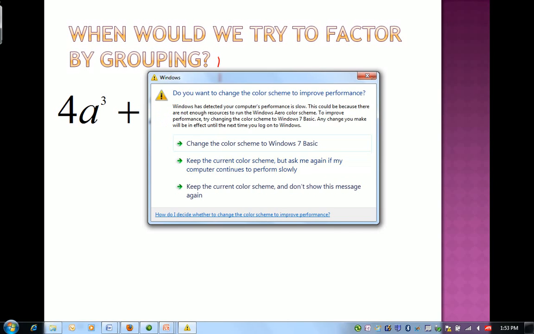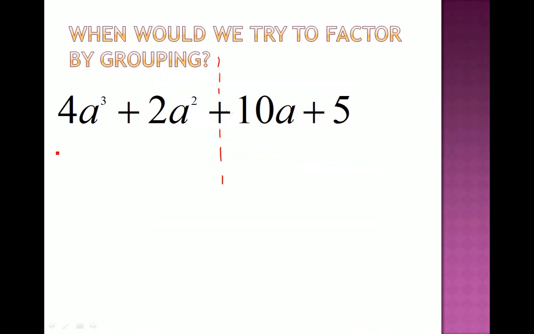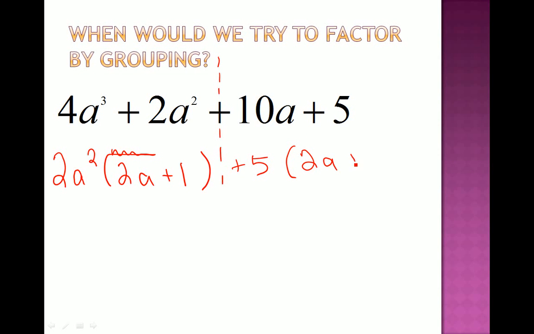If you just look at the two terms in the front, you'll see that you can take out a 2a squared as a GCF. If I take out a 2a squared, I'd be left with a 2a plus 1. And then if we forget about that side and come over here to the end, you'll see that you have 10a plus 5, and there's a GCF there of 5. If you take that out, you'll get 2a plus 1.